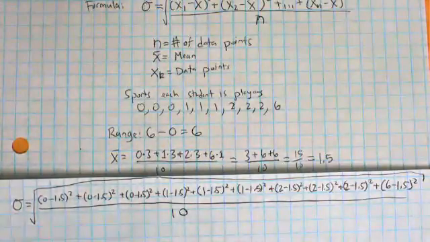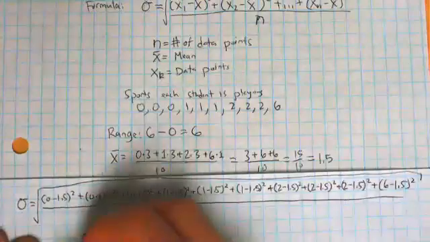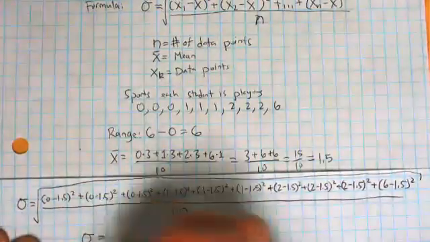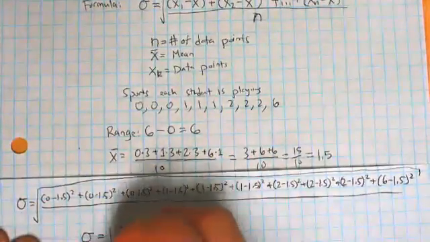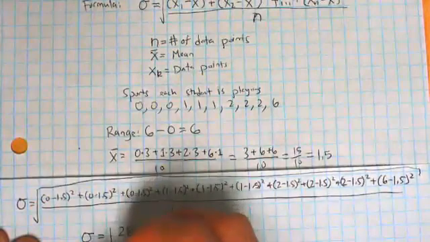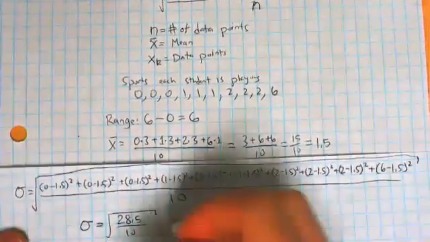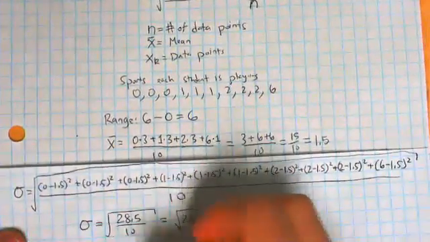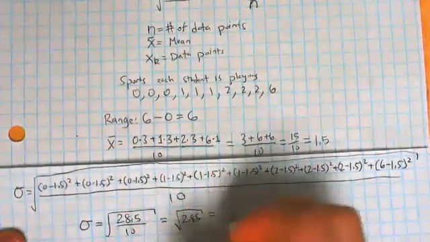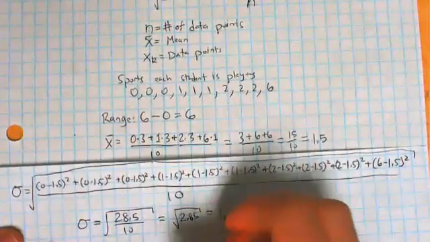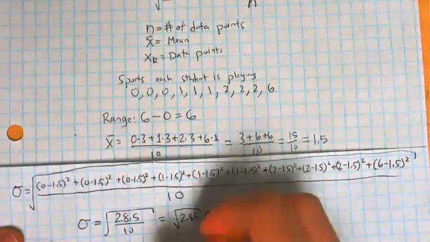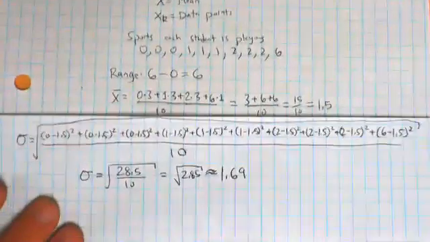And if we go ahead and actually calculate this, what we end up with ultimately is sigma is equal to the square root of 28.5 divided by 10, which is then the square root of 2.85, which gives us a sigma, or a standard deviation, of approximately 1.69.